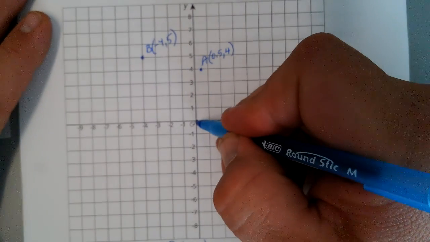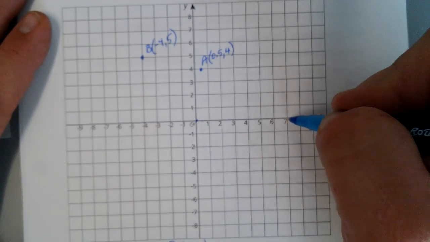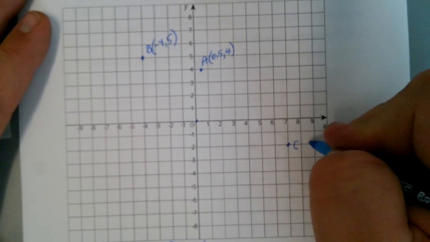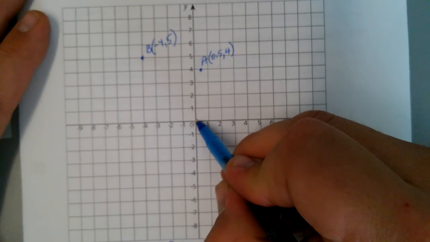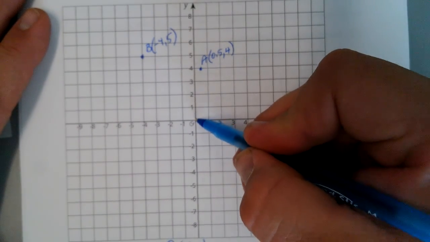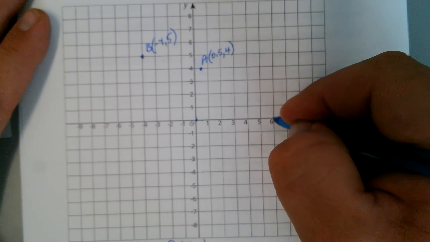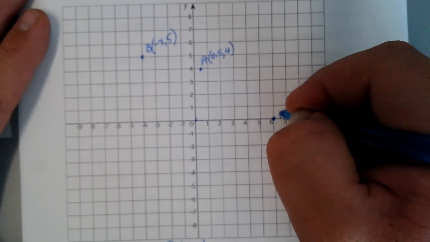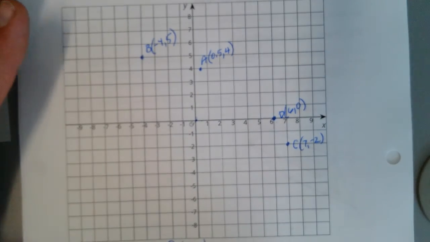Point C, we return back to the origin. The point C is at 7, -2. So we're going to go 7 units to the right, 2 units down for point C at 7, -2. D, we return back to the origin. D is at 6, 0. So we're going to go 6 units to the right and 0 units up or down, which remains on the line of reflection. Keep that in mind. We're going to come back to something interesting about that.